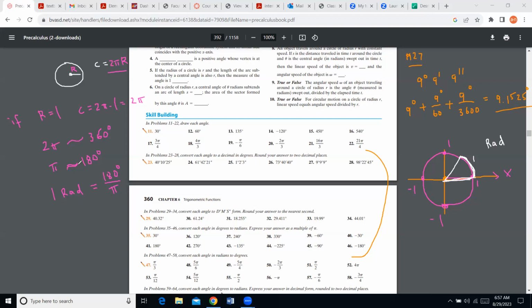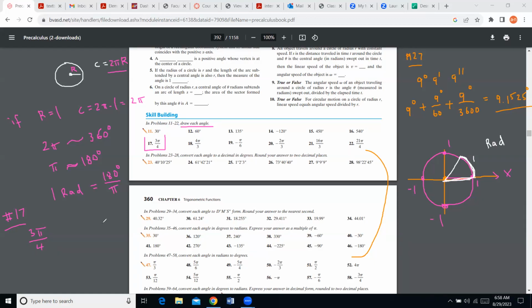So let's say I try to take a look at exercise number 17, the first one here that deals with this pi representation or radians. So if you take 3 pi divided by 4 and try to draw this angle.